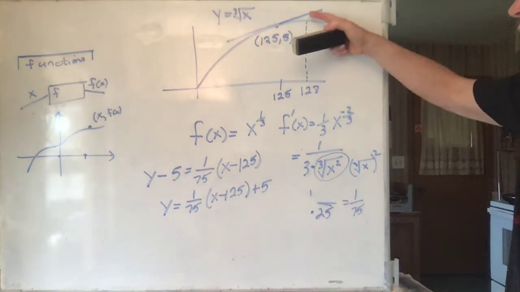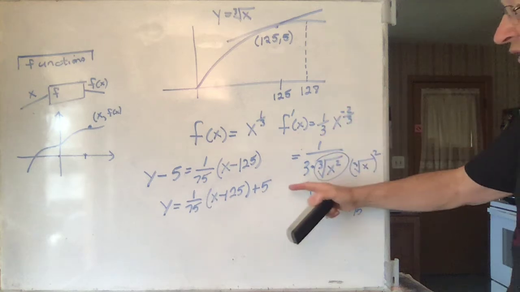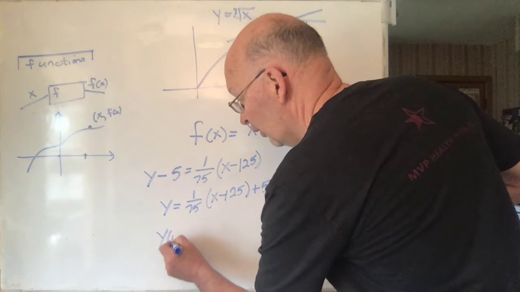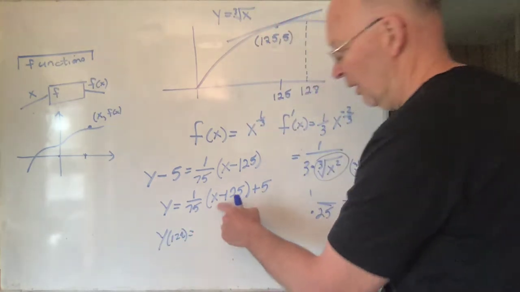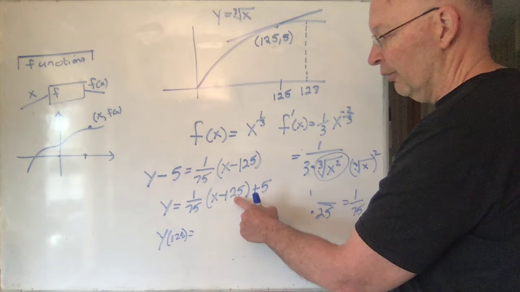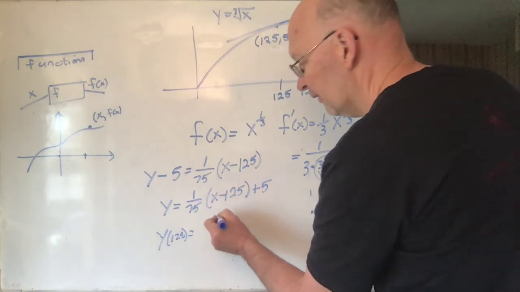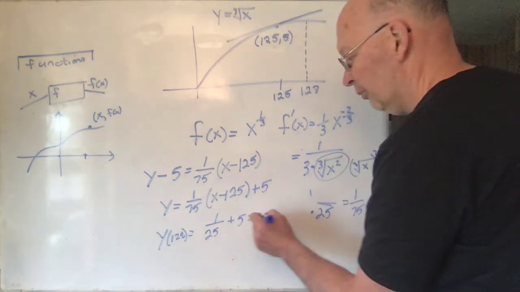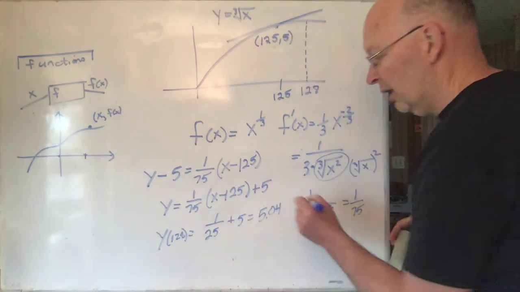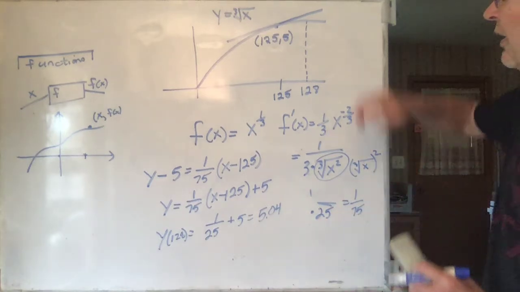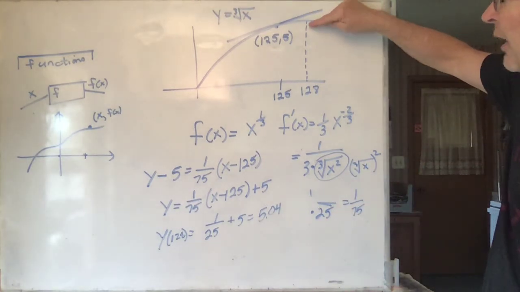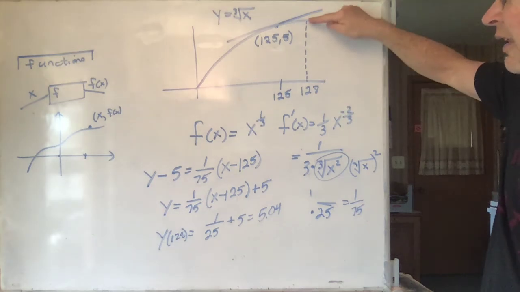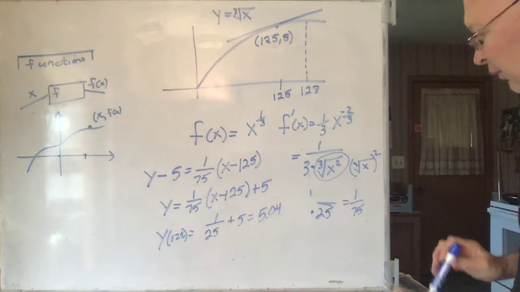And finally, in order to approximate the value here, you just stick 128 into this function. So if you stick in 128 here, what do you get? 128 minus 125 is 3. 3 over 75 is going to be 1 over 25 plus 5. So that would be 5.04. And you check that out, and hopefully you will find that it's a little bit bigger than the actual cube root of 128, but you'll find that they're very, very close. So that works out pretty cool.